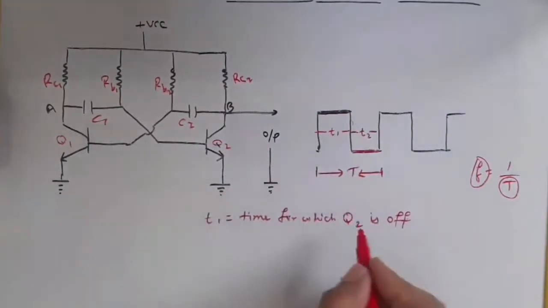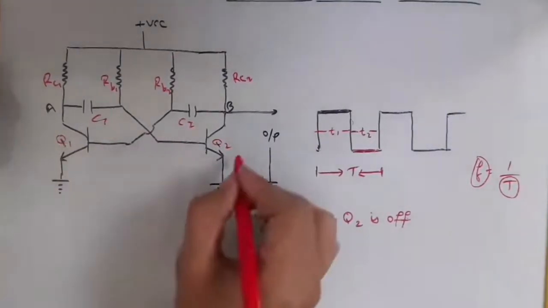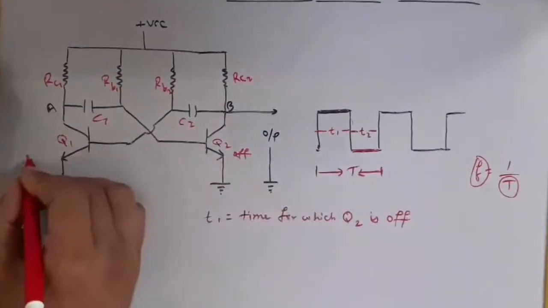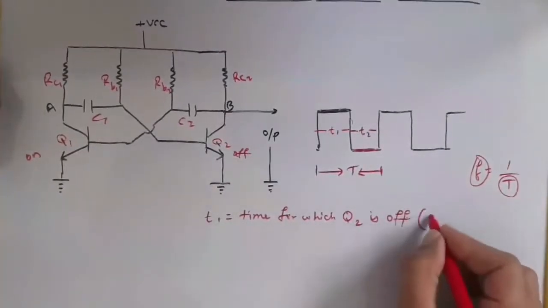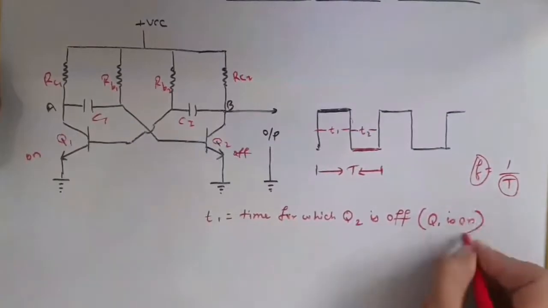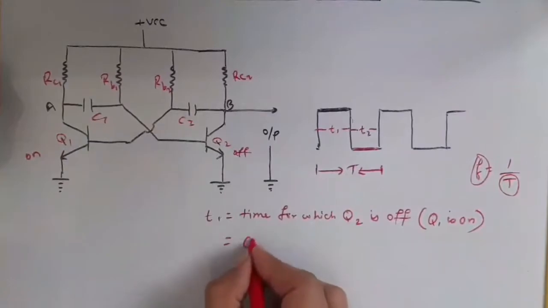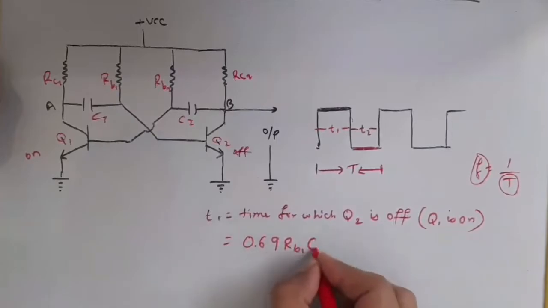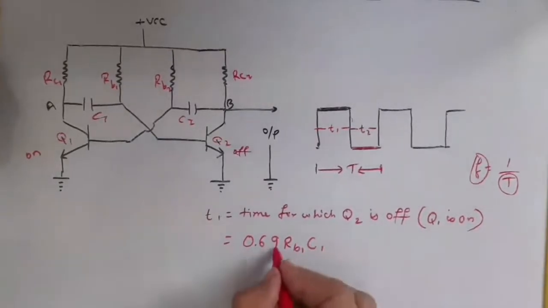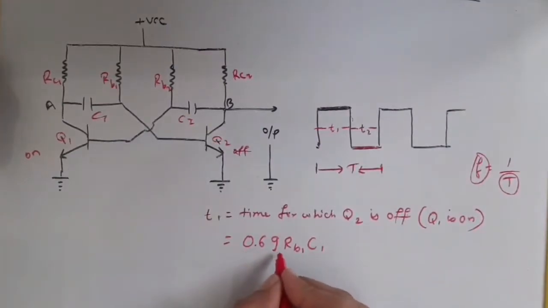So again you can see whenever Q2 is off, you can say that Q1 is in the on state. Whenever it is off, definitely Q1 is on. Otherwise you can say the time for which Q2 is off or Q1 is on, that is equal to, after some calculation, 0.69 RB1 into C1. Just simple calculation, and after doing that you will get this value 0.69 RB1 C1.